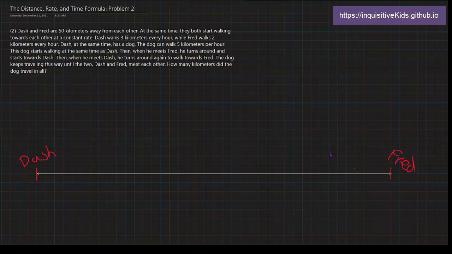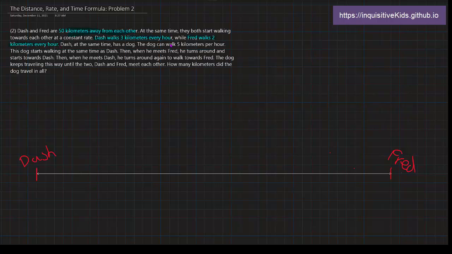The distance, rate, and time formula. Problem 2. Dash and Fred are 50 kilometers away from each other. At the same time, they both start walking towards each other at a constant rate. Dash walks 3 kilometers every hour while Fred walks 2 kilometers every hour.